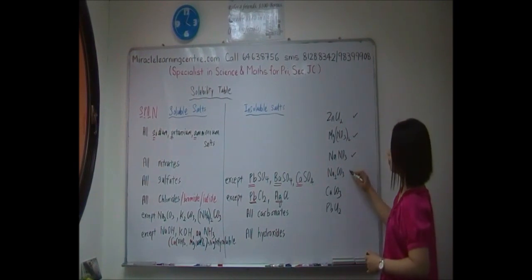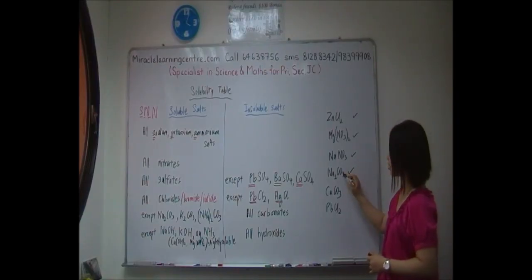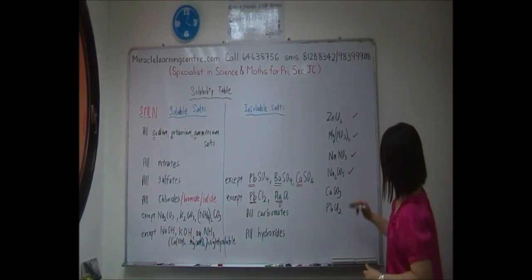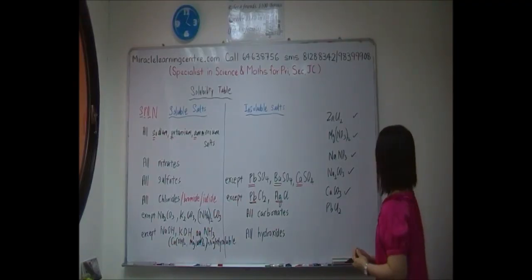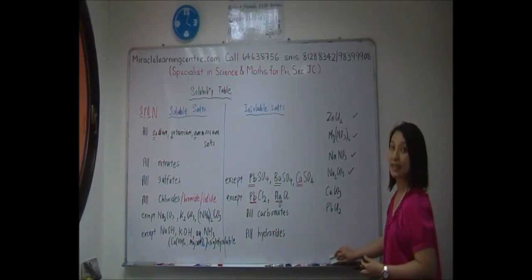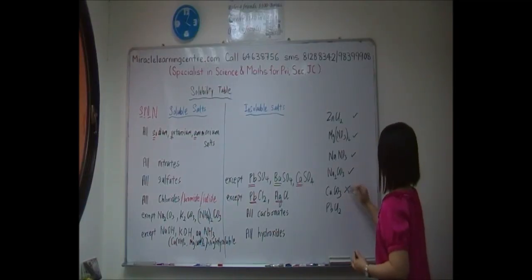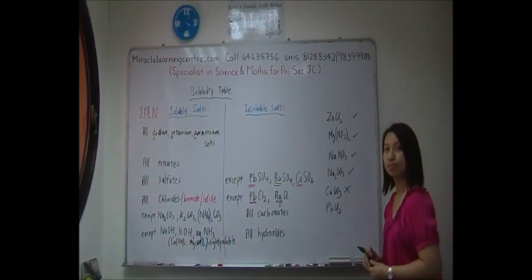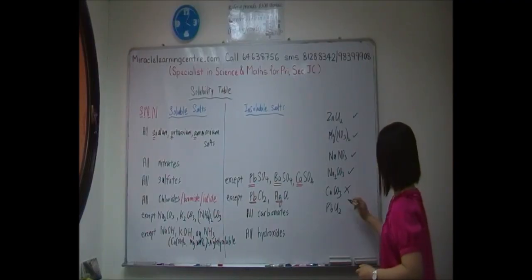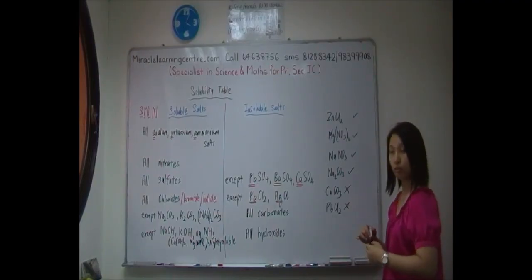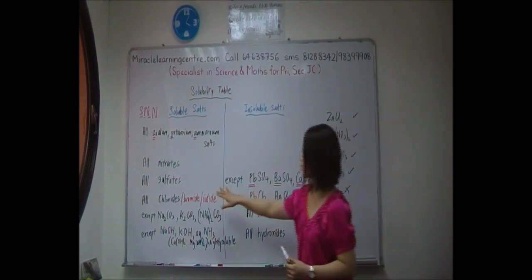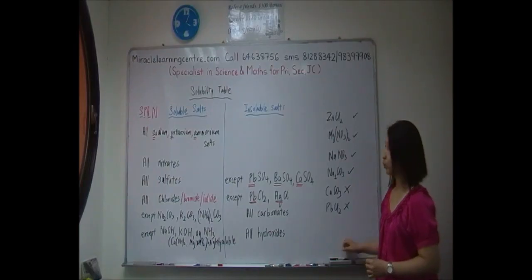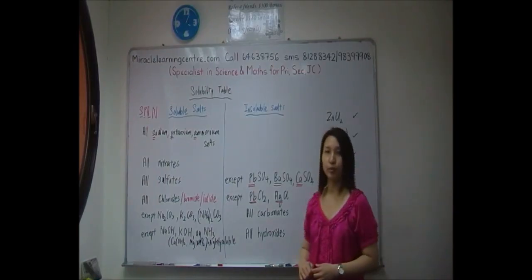Is sodium carbonate soluble? Yes, all carbonates are insoluble except sodium, potassium, ammonium carbonate. Is calcium carbonate soluble? No, it's not soluble because all carbonates are insoluble except sodium, potassium, ammonium. Lead chloride, is it soluble? No, lead chloride is not soluble because all chlorides are soluble except for lead chloride and silver chloride. Be sure to remember this table very well.